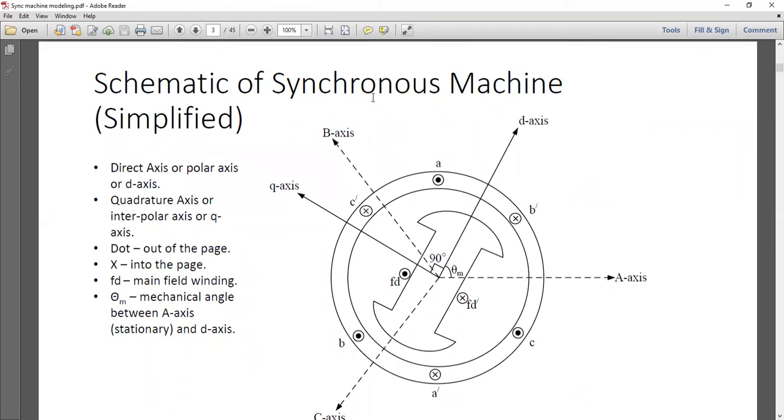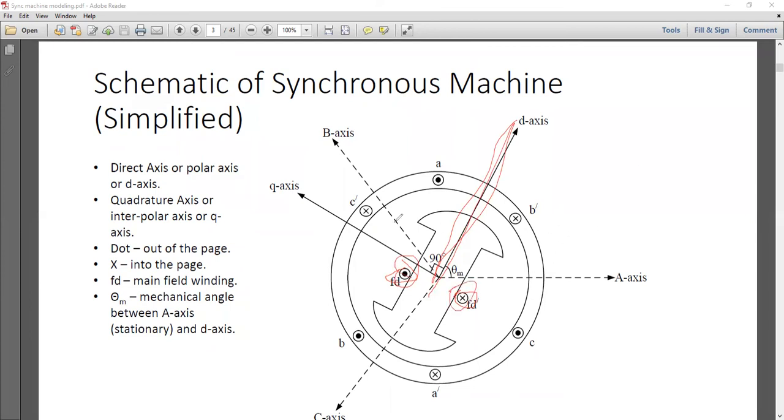Anyone? There is the field coil. There is a set of coil. You can't ignore this, right? As I said, even for the most simplified representation, you can't ignore the presence of FD and FD dash, unless it is for permanent magnet machines. But all these classifications are made for electromagnet machines. You can't operate your synchronous machine without the field coil. So at least one set of coil should be present along the d-axis, right?